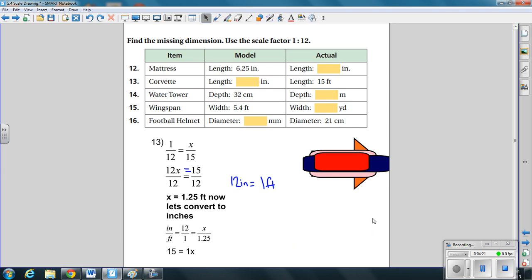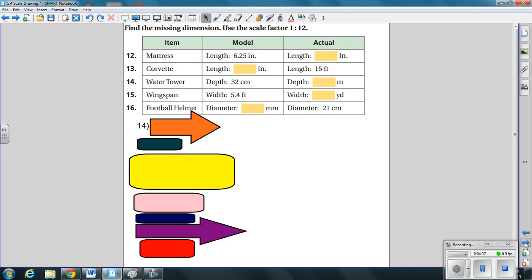So what I'd like you to do for numbers 14, 15, and 16 is as soon as the slide starts, I'll do about a 5-second pause, pause the screen, do the work, and then go through it and check your answers. All right, start number 14.